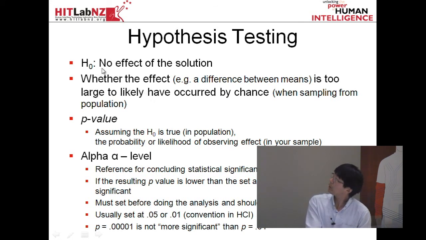Let's say your null hypothesis was saying no effect of the solution, meaning no effect on increasing your task performance, such as lowering the task completion time or reducing errors and so forth. So say that your null hypothesis is having no effect between the conditions or your solutions. Then testing the hypothesis in essence is testing whether the effect is too large to likely have occurred by chance.